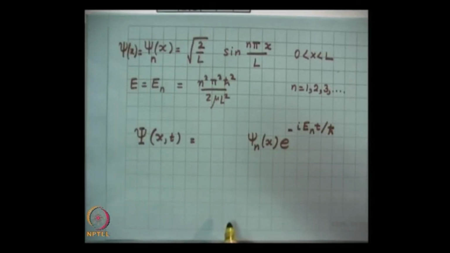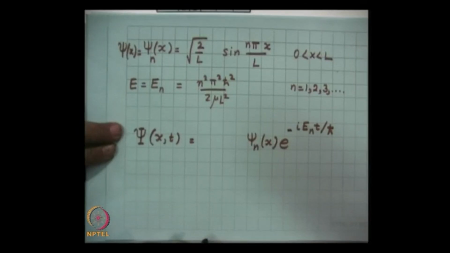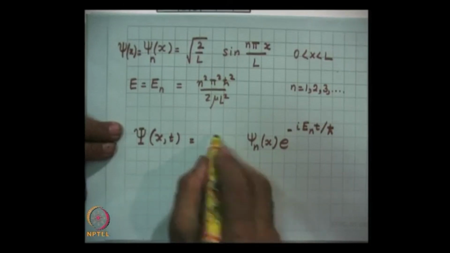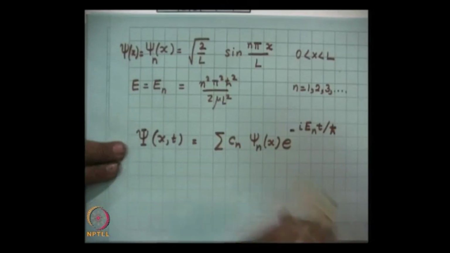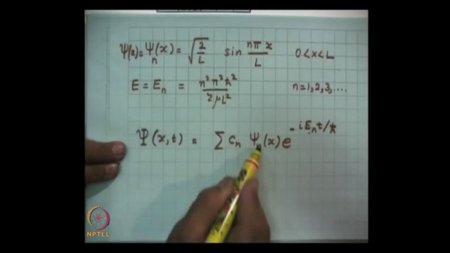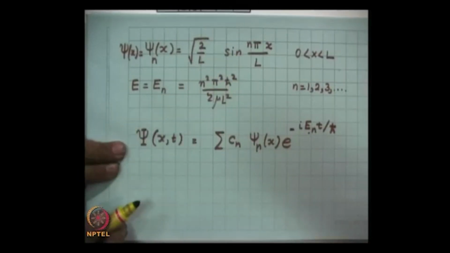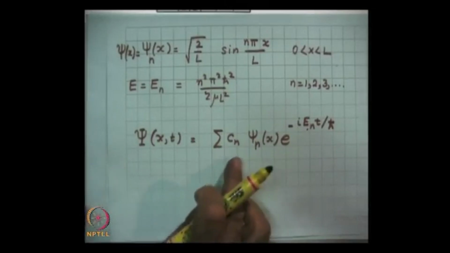Now, the most general solution of the time dependent Schrodinger equation will be a linear combination, the sum of C n psi n of x e to the power of minus i E n t by h cross, where E n is given by this and psi n is given by this. This superposition of different states is a characteristic of quantum mechanics.